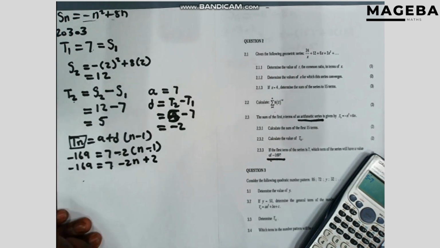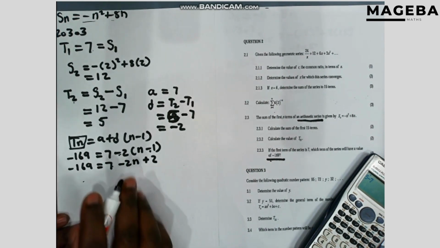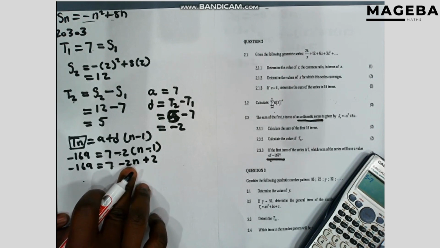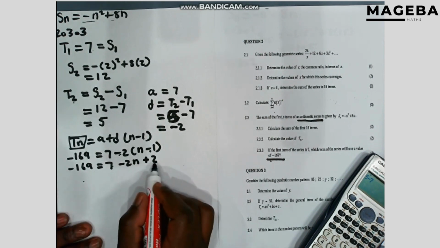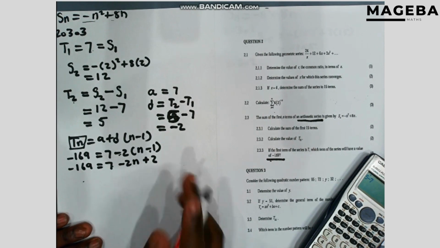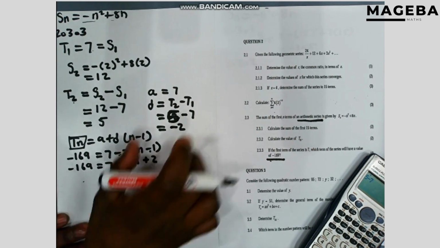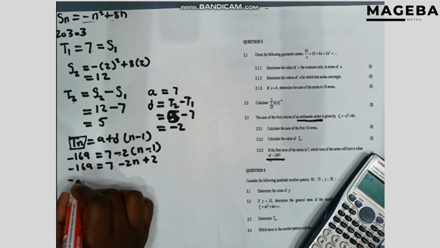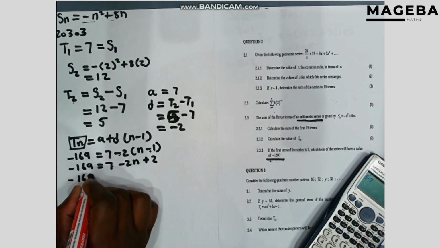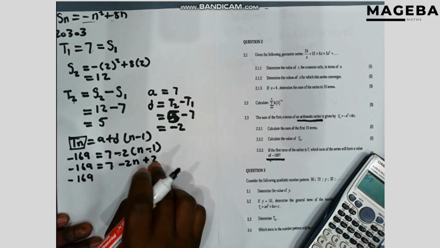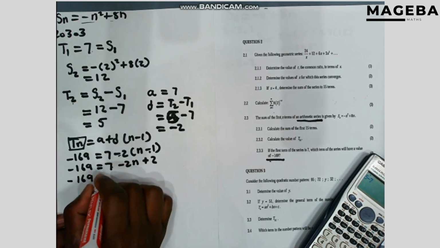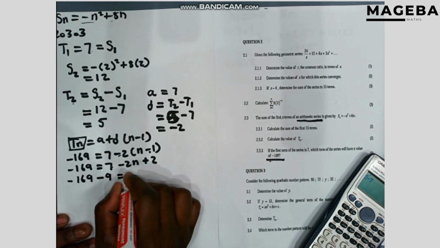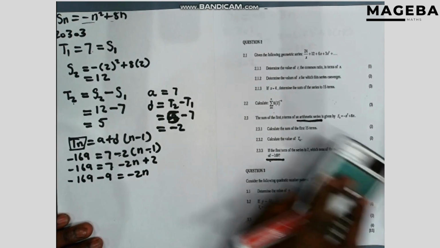Then from there we group the like terms. We're going to leave our negative 2n on this side. Then we add this 7 plus this 2, which gives us 9. We take that 9 to the other side, so it's going to be negative 169. This 7 plus this 2 is 9. Take that positive 9 to the other side, which becomes negative 9, so it's negative 2n.